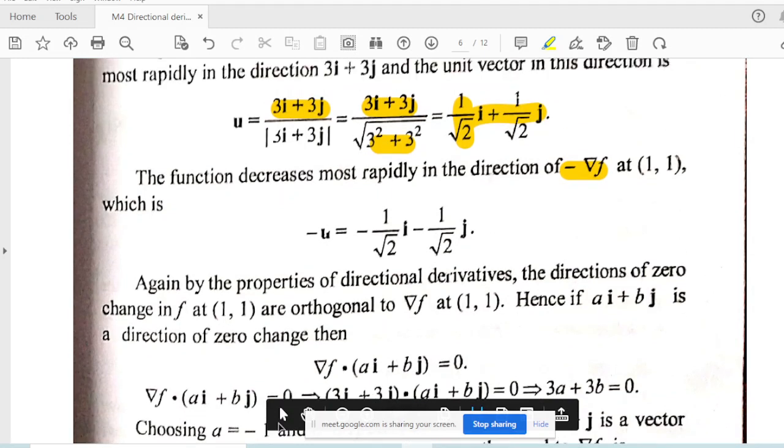Then where do we get 0? Again by the property of directional derivative, the directions of zero change in f at 1, 1 are orthogonal to grad f. Okay, orthogonal, that is, when theta equal to pi by 2. So when theta equals pi by 2, it is orthogonal.